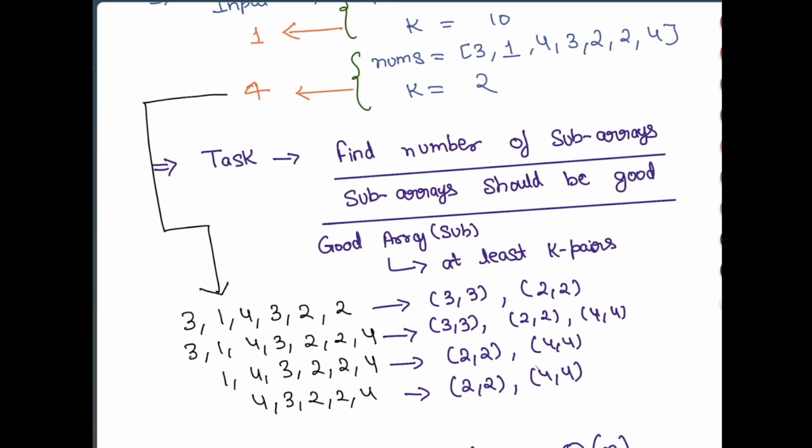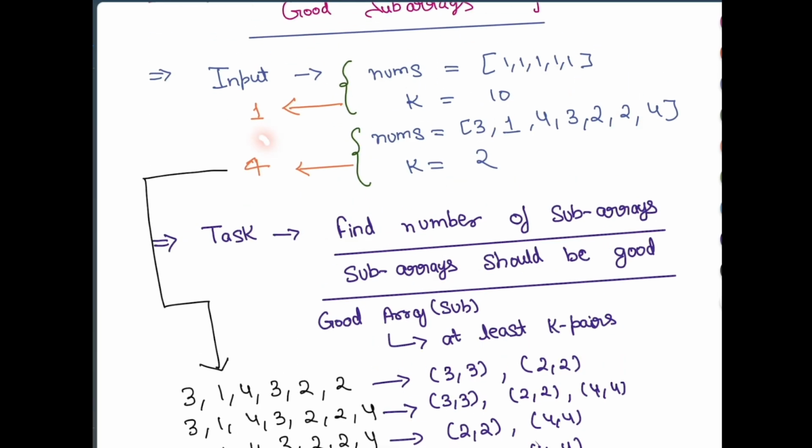For example, if I'm trying with this, do I have k pairs? I don't have k pairs because I just have one pair, 2 comma 2. Apart from this, I don't have any other pairs. So using this subarray, I don't have 2 pairs, right? So this is not a valid good subarray, and this is something we are not going to count. You just need to count those subarrays which are valid, that is, which are good.